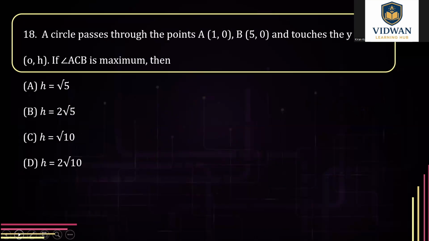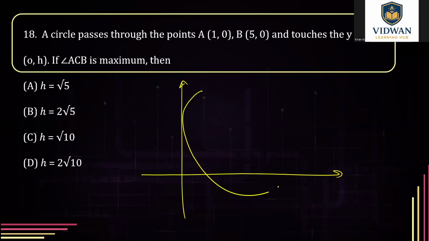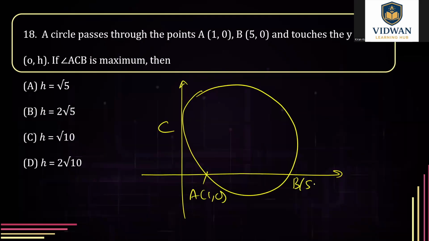The circle passes through (1, 0), (5, 0) and touches the y-axis at (0, h). If angle ACB is maximum, what is h? So it is touching the y-axis at some C and it is passing through (1, 0) and (5, 0) on the x-axis. And they're saying this angle has to be maximum, angle ACB. So if I name it as theta, theta should be maximum. What is h for that? Where this is (0, h).